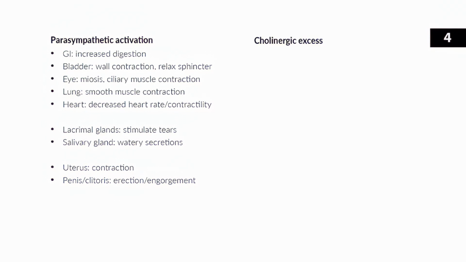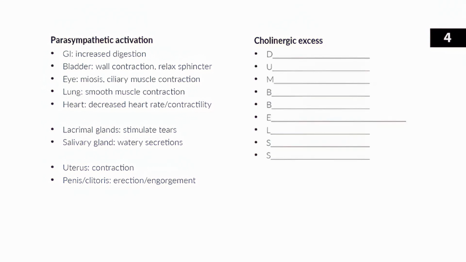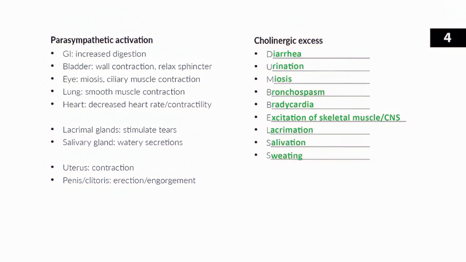Now, one way to remember excess cholinergic activation is with a mnemonic, DUMBBELSS. This has been used for years. So it's not exactly spelled correctly, but it gets the point through. So let's go back to our list of parasympathetic activation, and now let's see what you get with too much stimulation. So you get diarrhea, you get urination, you get miosis, you get bronchospasm, you get bradycardia, you get excitation of skeletal muscle and CNS. Now don't worry, we'll come back to that later. It doesn't fit our usual trend here. Lacrimation, salivation, and sweating, and we'll come back to that one as well.